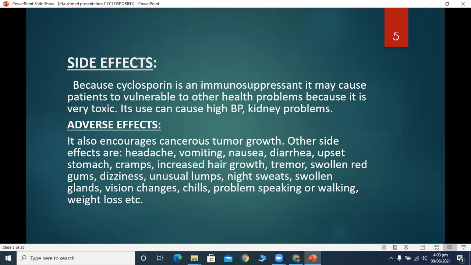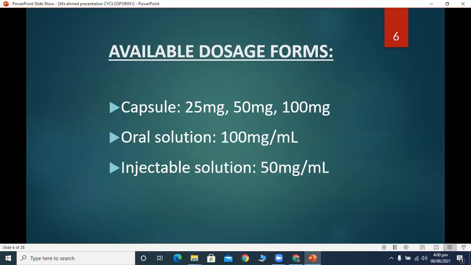Other side effects are headache, vomiting, nausea, diarrhea, upset stomach, cramps, increased hair growth, tremors, swollen red gums, dizziness, unusual lumps, night sweats, swollen glands, vision changes, chills, problems in speaking or walking, and weight loss, etc.